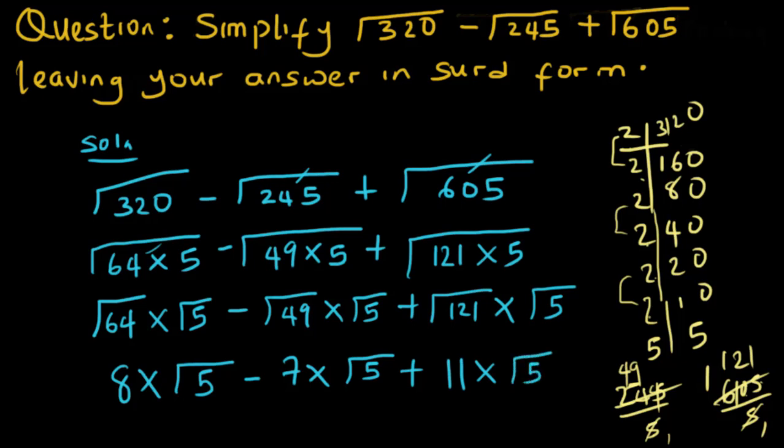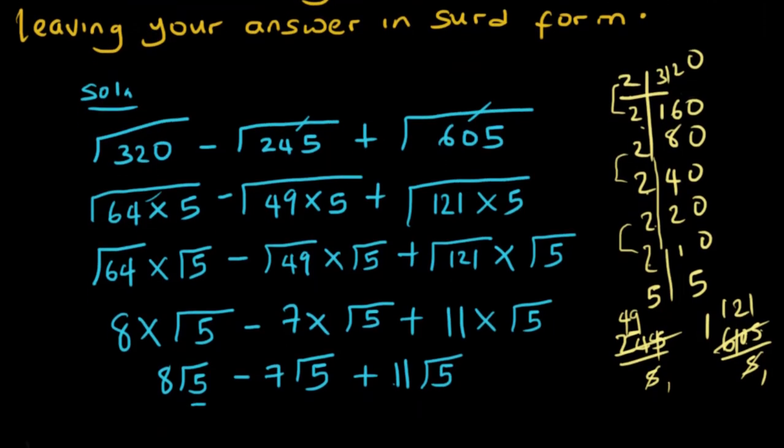Do you understand? 8 times root 5 will give us 8 root 5. Minus 7 times root 5 will give us minus 7 root 5. Plus 11 times root 5 will give us plus 11 root 5. Does this make sense? And you can see that all of them are root 5, root 5, root 5. So it means we can add them together.